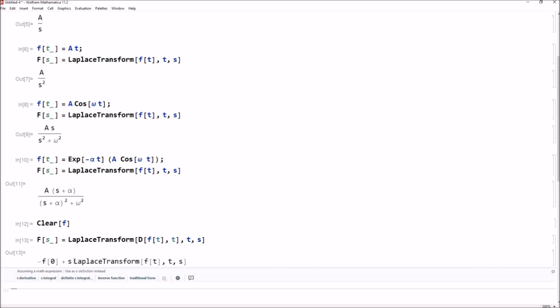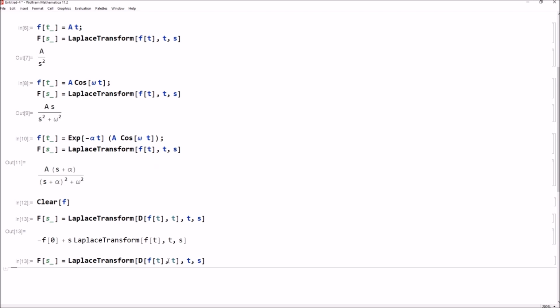What does it give us? It says, here you go. This is f sub s, and then you get the s, and then you get minus the initial condition in the time domain. So it nails it for the first derivative. You know what? Keep on going. I'm having a grand old time.